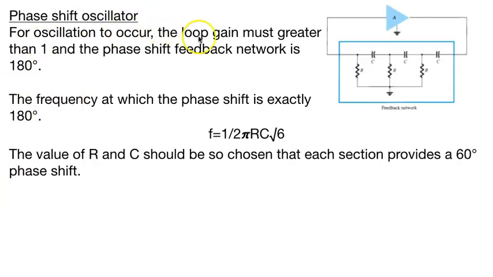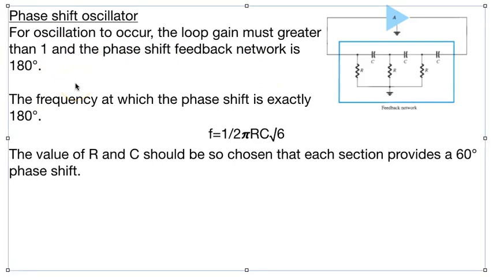Now for the phase shift oscillator, the loop gain must be greater than 1, and the phase shift of the feedback network is 180 degrees, which means each RC network has a 60 degree phase shift. The frequency of oscillation is 1 over 2 pi RC root 6.